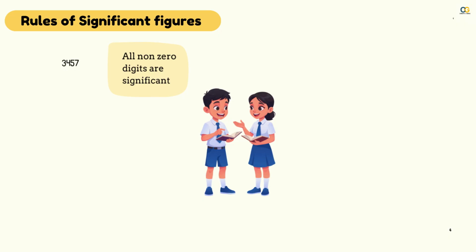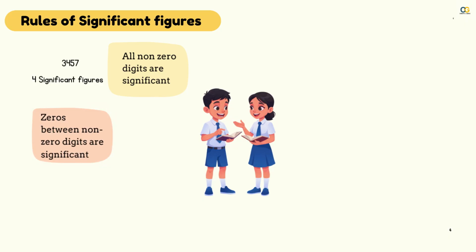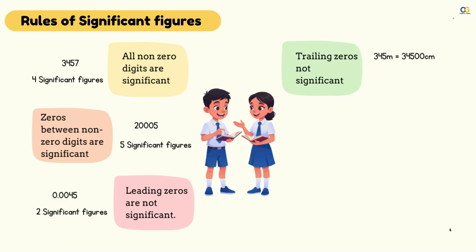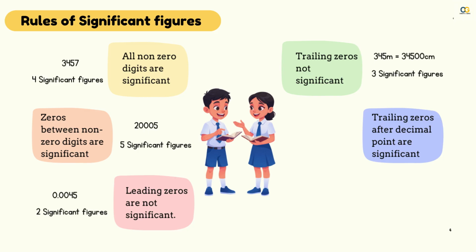So in 3, 4, 5, 7, the number of significant figures is 4. The zeros between non-zero digits are significant. So if I am writing 20,005, it has 5 significant figures. Leading zeros are not significant. That is, 0.0045 has only 2 significant figures. And trailing zeros are not significant, which is when we write 345 meters or 34,500 centimeters, both have 3 significant figures. Trailing zeros after a decimal point are significant.